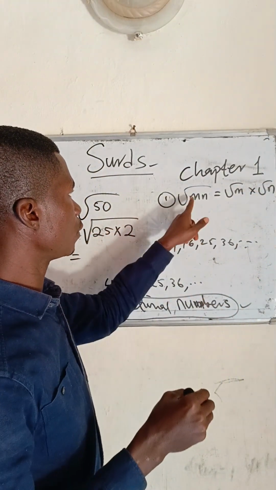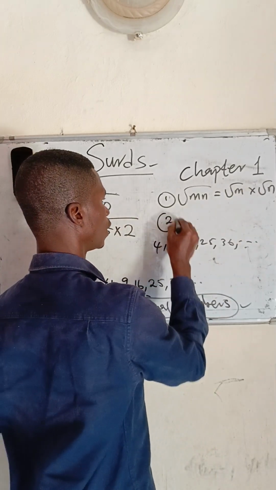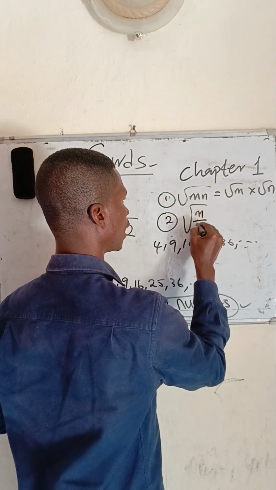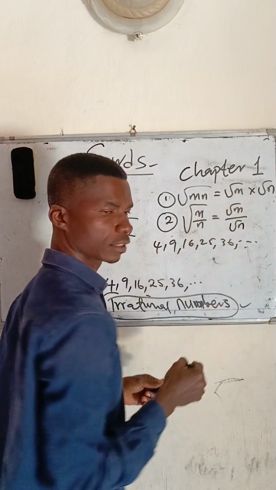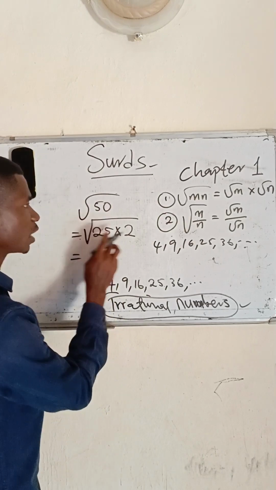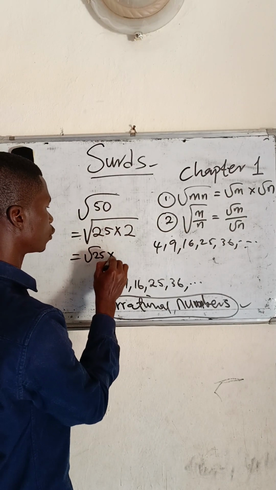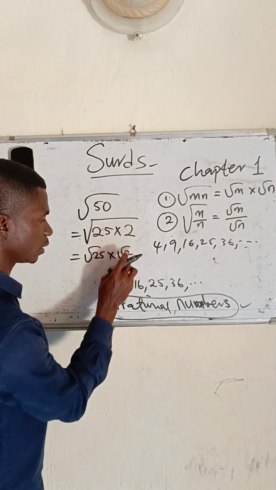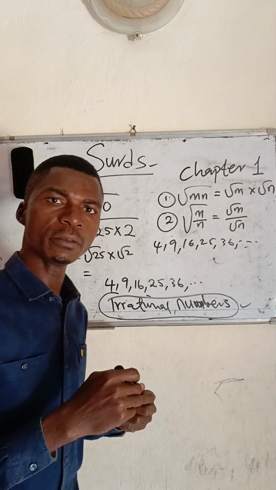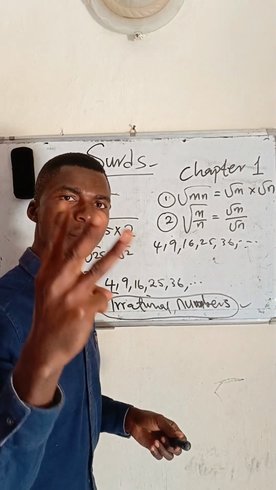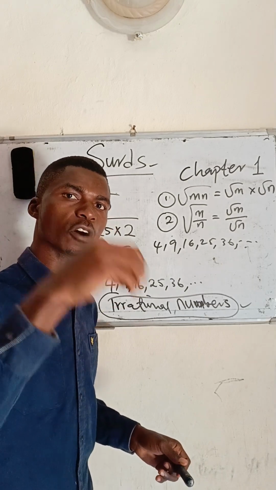Are you seeing it now? If you have root of mn, this is the same as root m times root n. The second one, if you have root of m over n, this is the same as root m divided by root n. Are you seeing it now? Good. So in this case, you can separate it to have root 25 times root 2. Remember, these irrational numbers are called surds. Okay. So if you're following me, please drop 3 examples of irrational numbers.